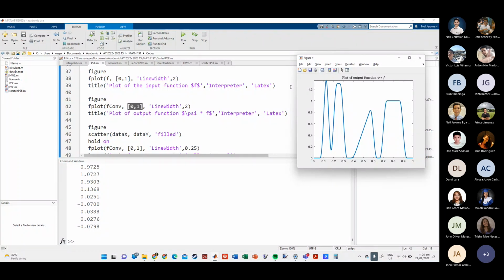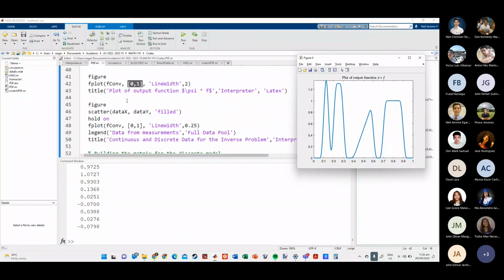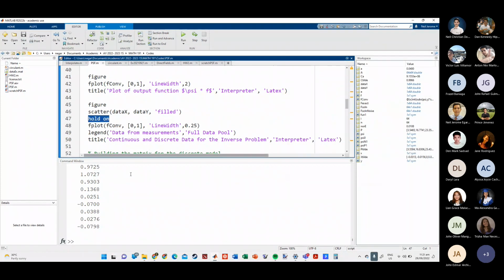So yan yung convolution ni F. Medyo matagal yung compute kasi nga yung F-conv symbolic integration yung ginamit niya, so medyo matagal siya talaga. And then yung lines 47 to 50, dalawang graph yung makikita natin kasi may hold on. So tingnan natin yung output niya.